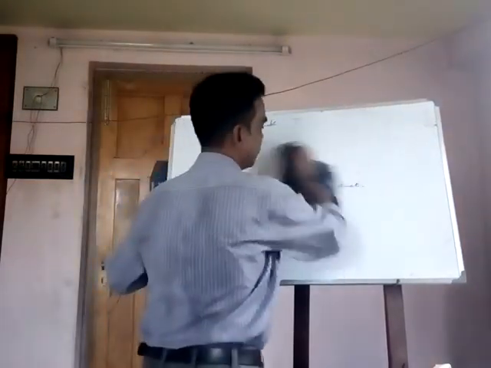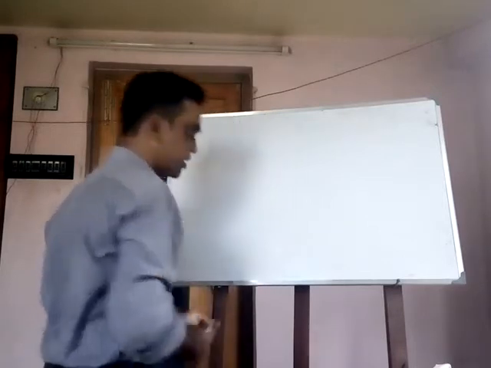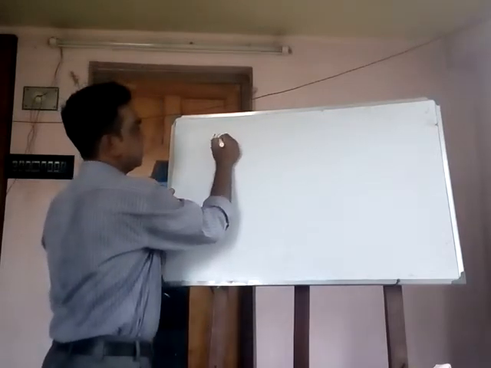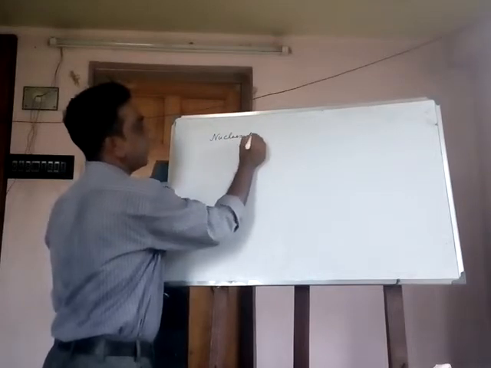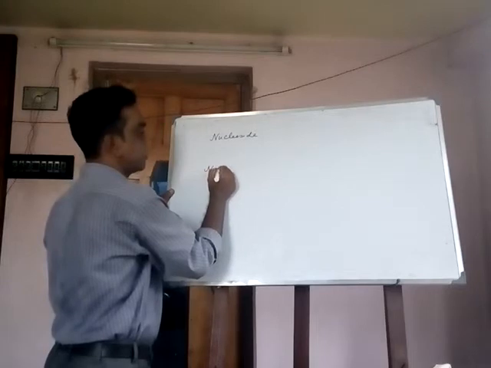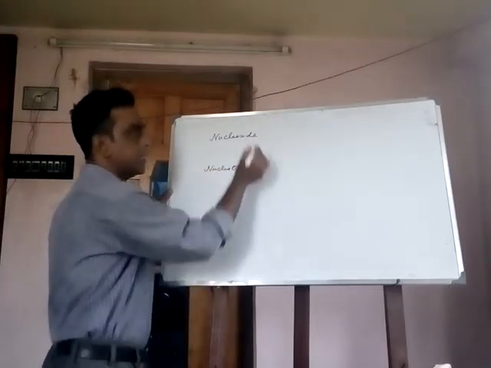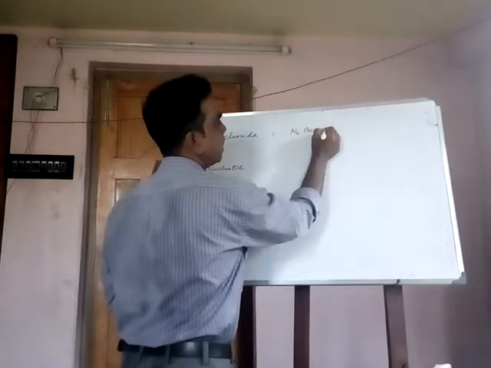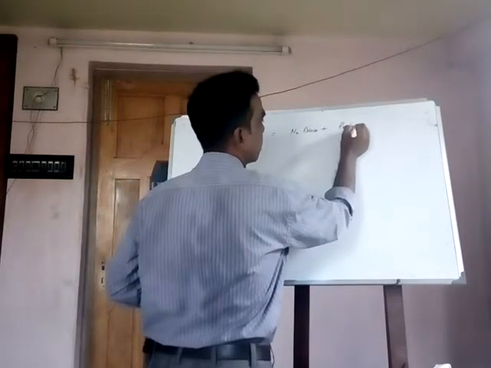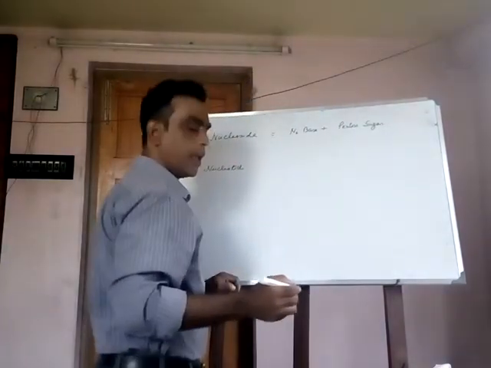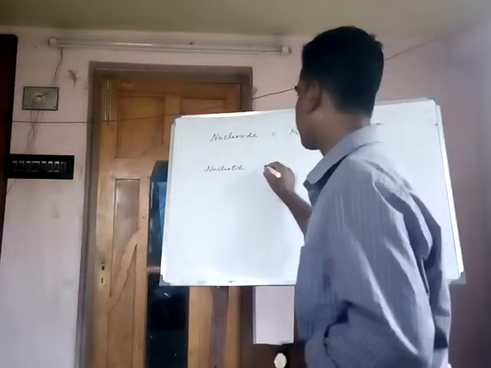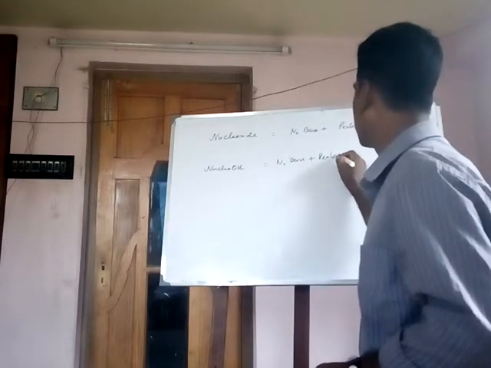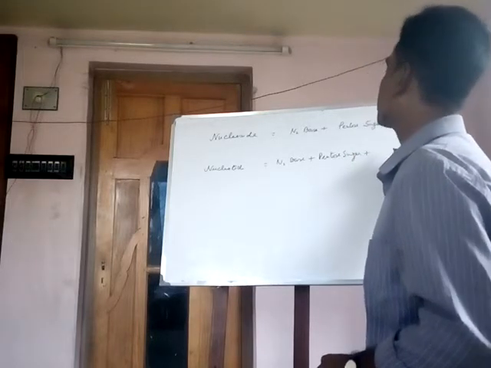Now, what is DNA? DNA means deoxyribonucleic acid. Let us see what is a nucleic acid, what is a nucleoside, and what is a nucleotide. A nucleoside is made of a nitrogen base plus pentose sugar. But a nucleotide is made of a nitrogen base plus pentose sugar plus phosphate compound.